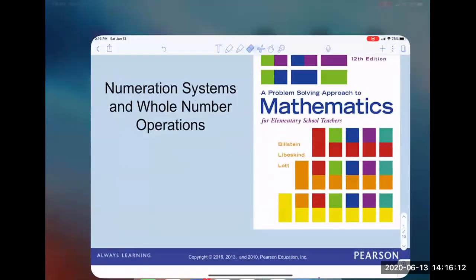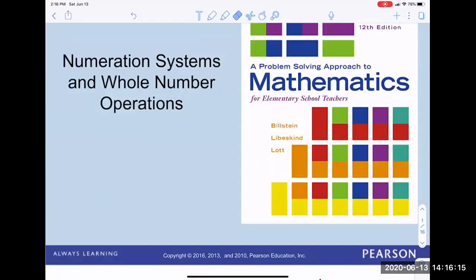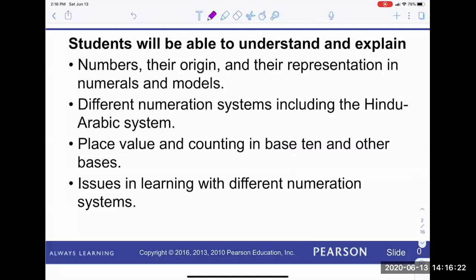Okay, this will be section 3.1. So we're going into different numeration systems. The one that we use is Hindu Arabic. That's the one we're familiar with. But we'll look at other systems, specifically different bases like base 2, base 5, etc.